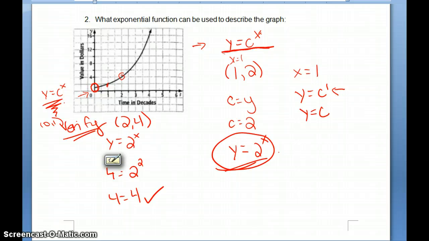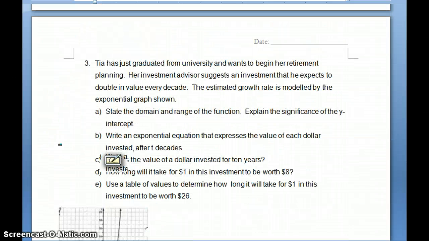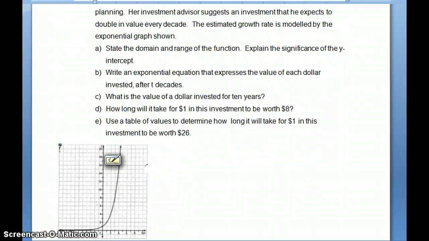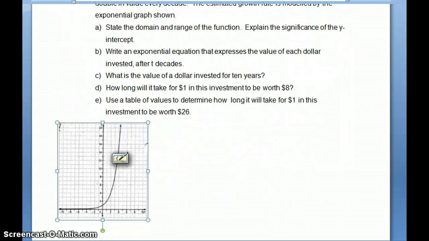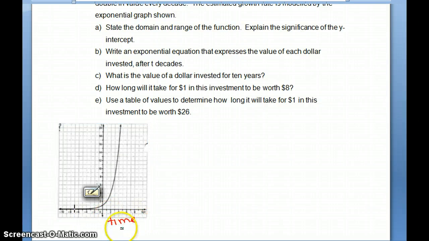Okay? So now let's move on to number 3. We're going to do another example so you guys will have lots of practice. And if I can mention one thing here, some of this graph got cut off, and I need to fix it up a little bit. So here we need to change our x-axis. Let's add in values. Time is your x-axis, in decades, and our y-axis is values in dollars.